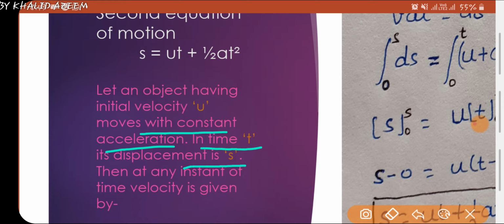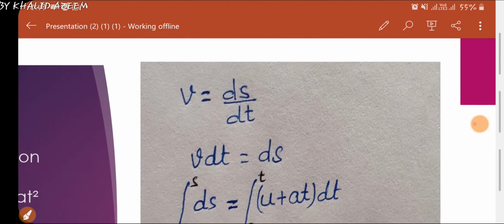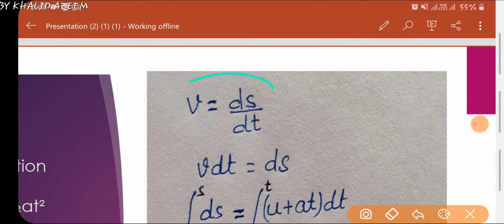it covers s distance. So v equals ds upon dt, and we can say that v equals dx upon dt, dy upon dt, dz upon dt or ds upon dt. This is the formula of instantaneous velocity. Now in the next step, this dt is multiplied on this side, so it becomes v dt equals ds.